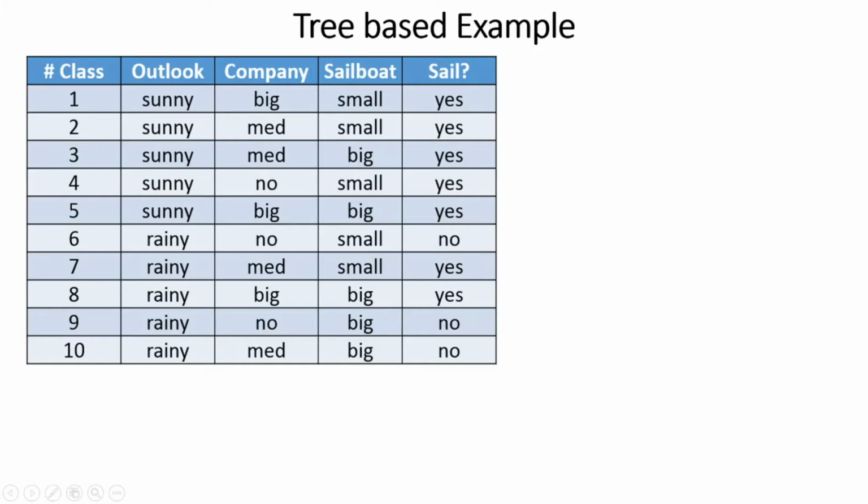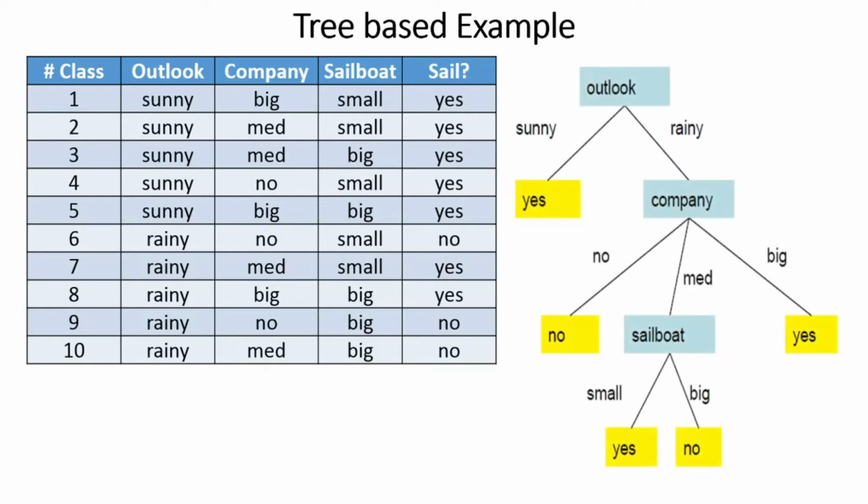Let us convert this data into tree. When we convert this data into tree, it can be visualized as this, wherein you can observe some of the decision rules. For example, if the outlook is sunny, then you should sail the boat. And if outlook is rainy and the company is no, then you should not sail the boat. Such kind of rules can be extracted from this tree.